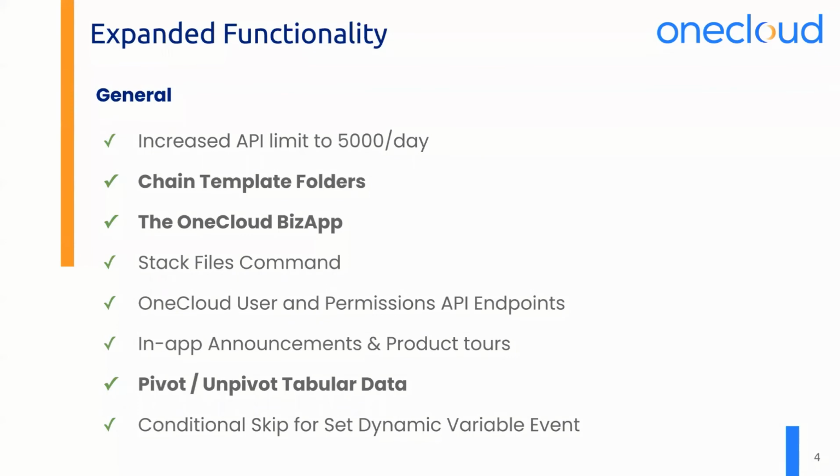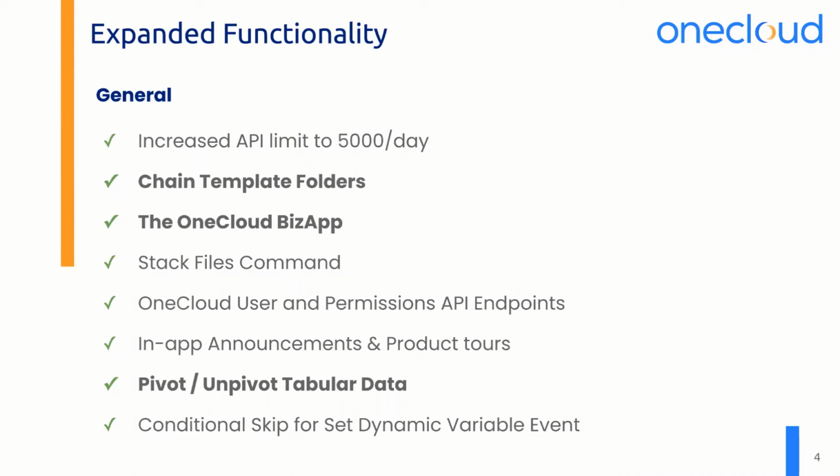The second piece is the OneCloud Biz App. The OneCloud Biz App is actually a Biz App now within Integration Studio so that you can take advantage of all of the REST API endpoints that we've provided via OneCloud. I'd also like to highlight that we've increased our baseline API limit to 5,000 requests a day, as we've seen a lot of customers and partners getting a lot of use out of our API. So this can help you do even more actions at once.